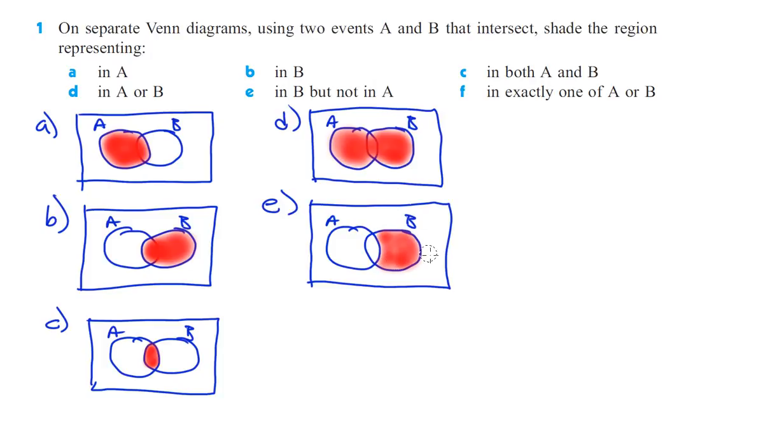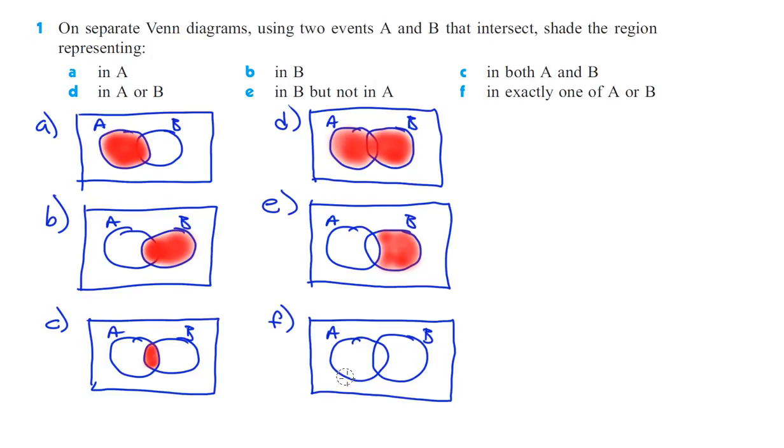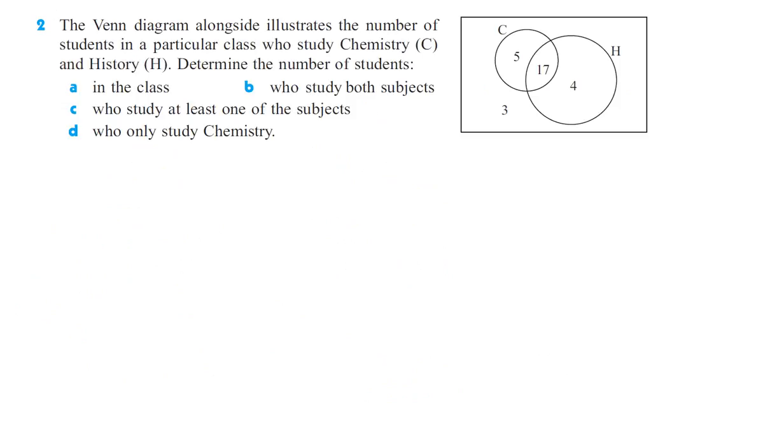And then F is in exactly one of A or B. So if it's in A or B, that means that it can't be in both. So it can't be this here, but it can be over here in A. Gotta make sure I don't get that crossover section in there, the middle piece. So it can be in A or it can be in B, but it can't be in both. So it can't be that middle section. So it's just these two sections out here. Okay, let's take a look at the next problem here.